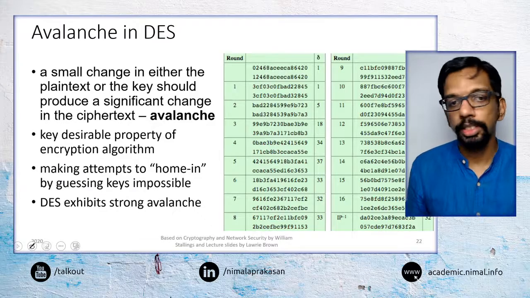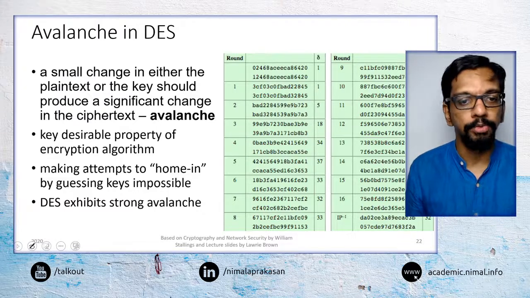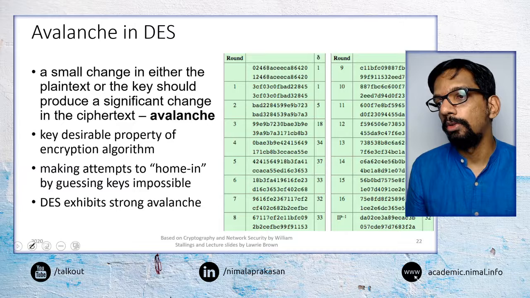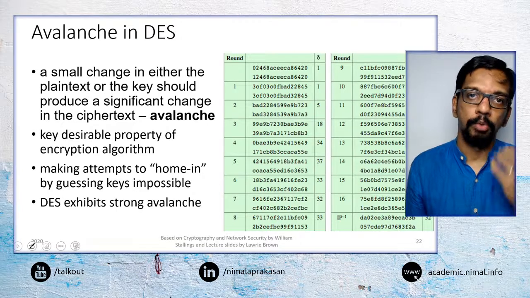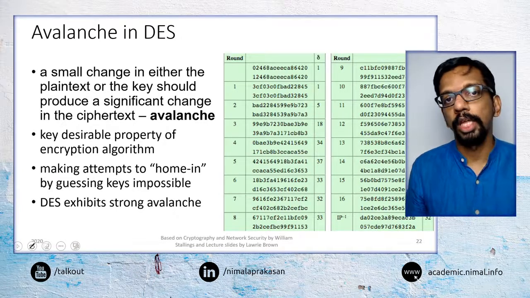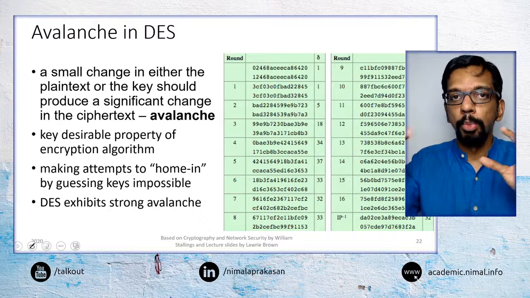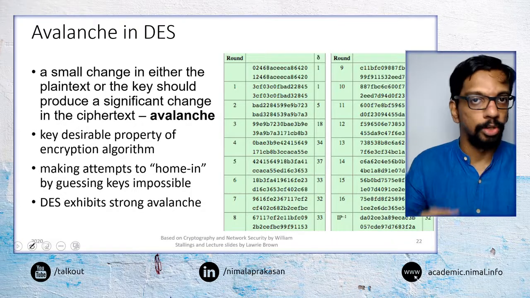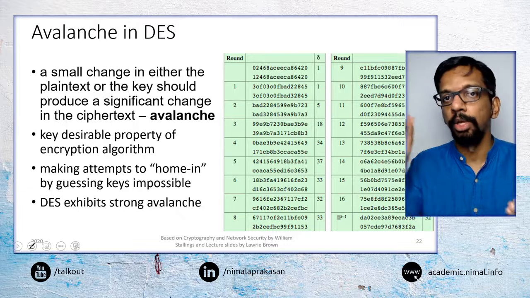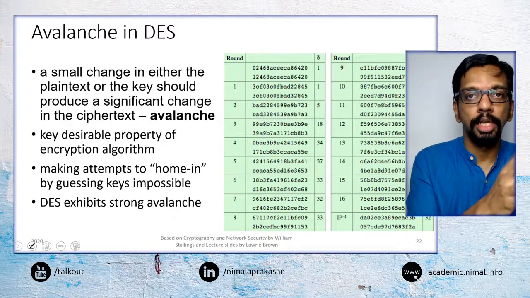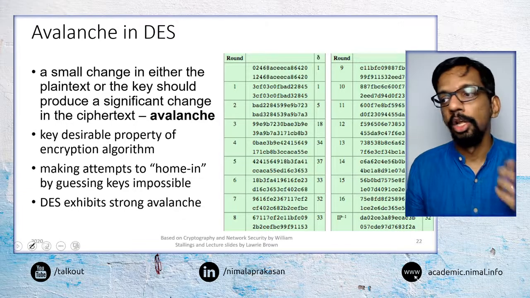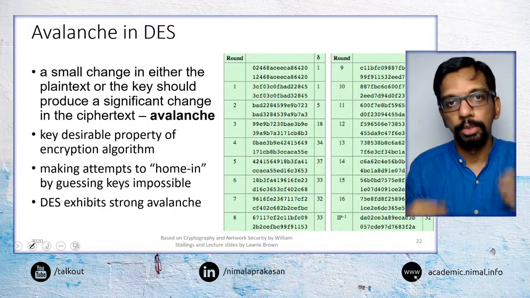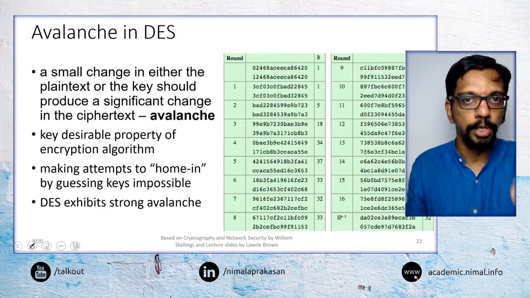One of the other interesting properties that we expect from any cryptographic algorithm is what we call avalanche. So what is an avalanche? Say a small movement in a mountain results in a big landslide. So that is avalanche. A small change results in a big change. In terms of encryption, what we expect in a good encryption algorithm is this property of avalanche.